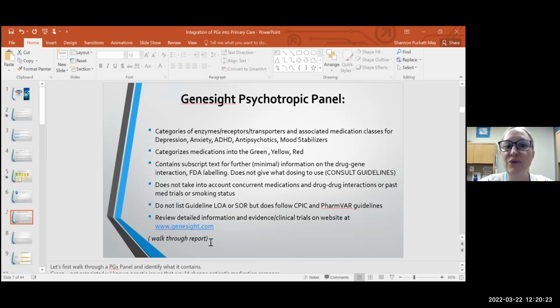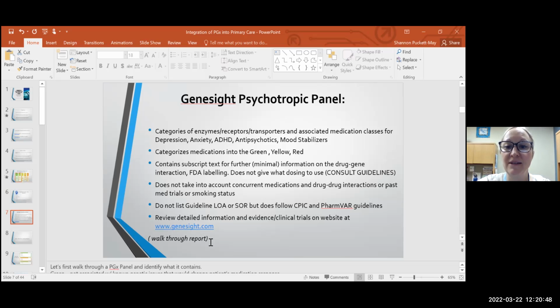It does provide you with subscript text for further information. It doesn't provide you the full information from the guideline, and I'll pull up the GeneSight panel right now. It also doesn't take into account patients' liver or kidney function, concurrent medications, or smoking status. So that all plays in as well.